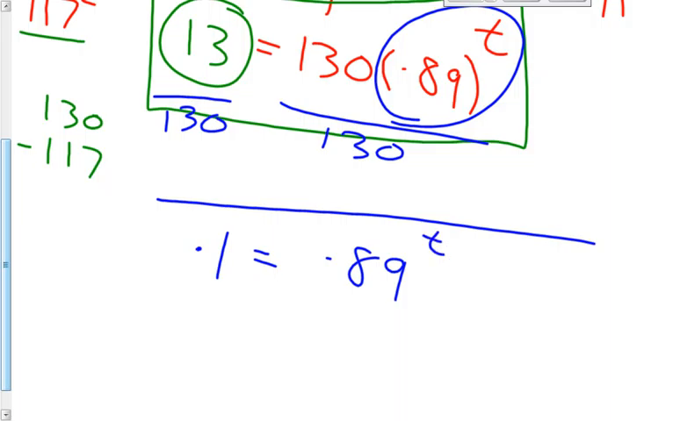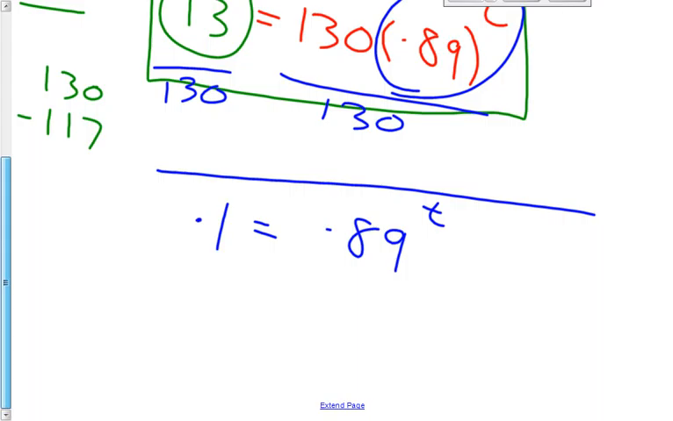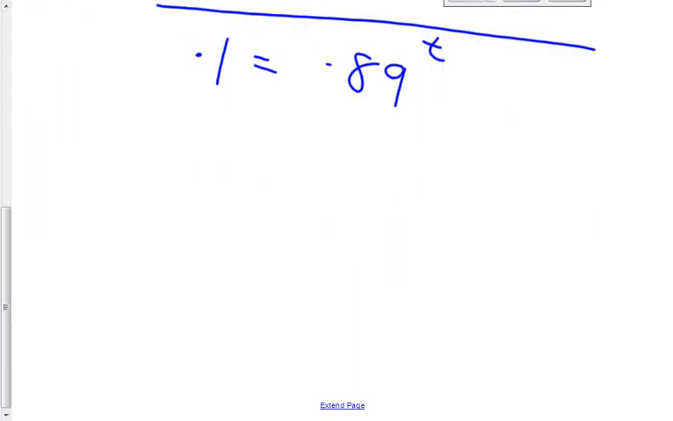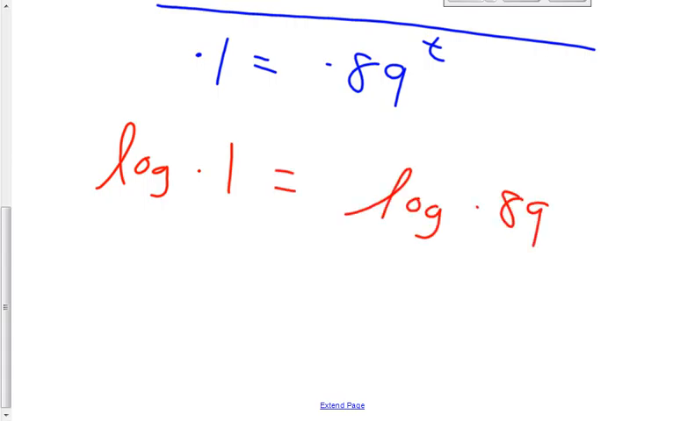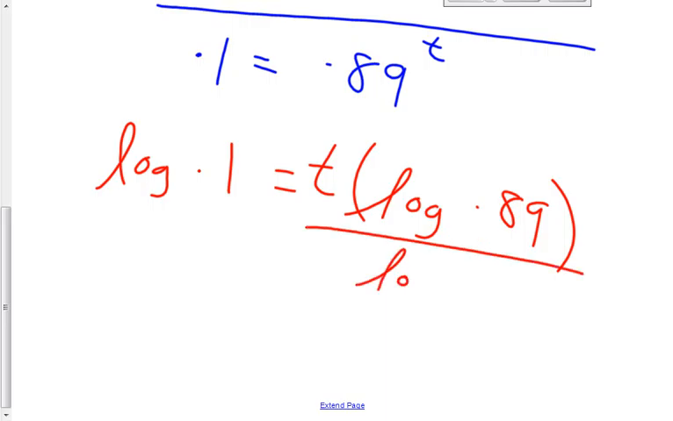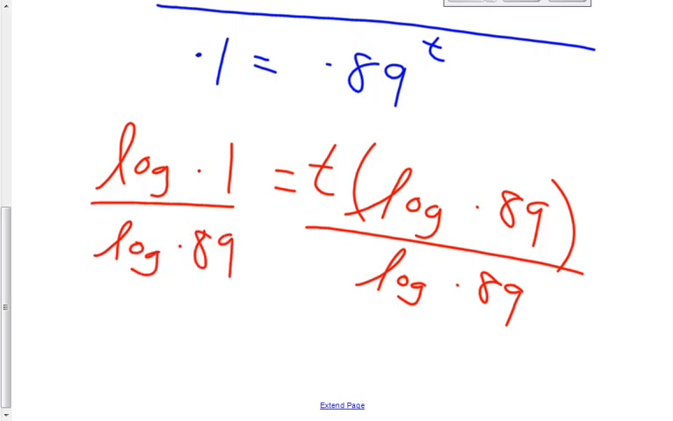So now at this point, to solve an exponent, I need to do a logarithm. Okay? So I have the log of 0.1 equals the log of 0.89, and then this t can come out in front, so it's t times the log of 0.89. So what does t equal? Well, I can divide both sides by the log of 0.89, and that's how I get my answer. Log 1 divided by log of 0.89.